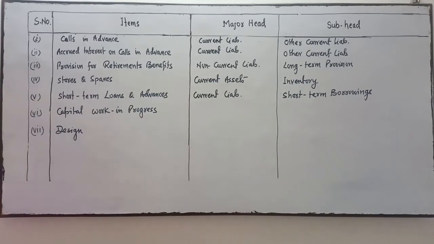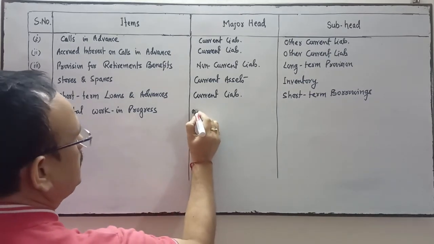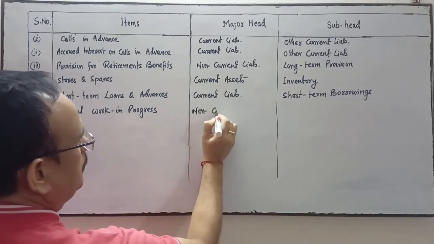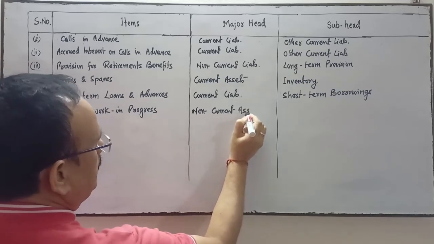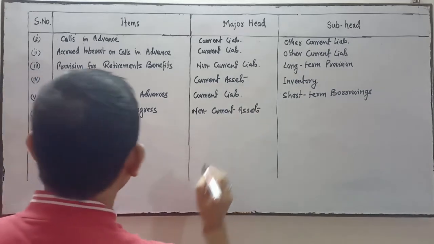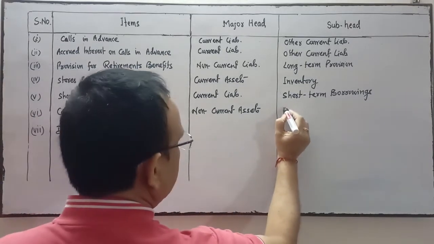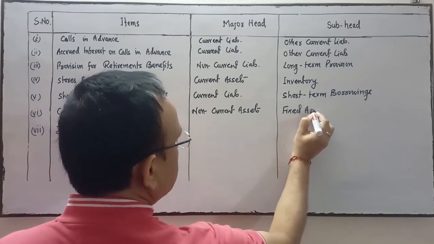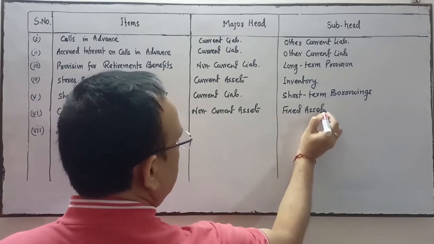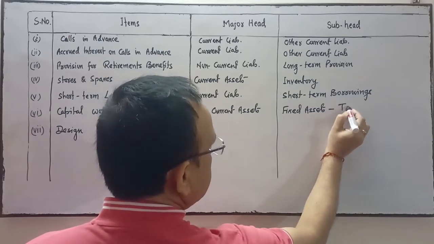Now next is capital work in progress. It comes under non-current assets, and the subheading will be fixed assets. Under fixed assets, it is a tangible asset.